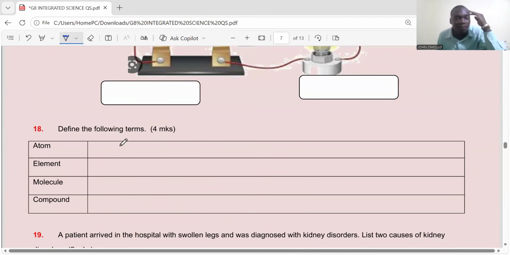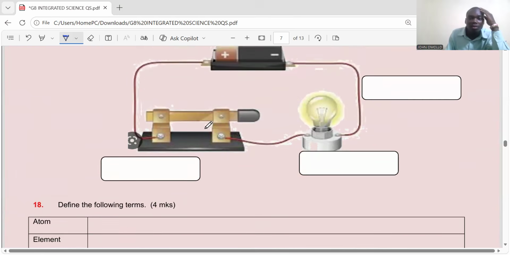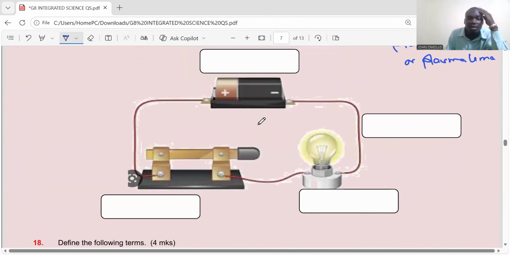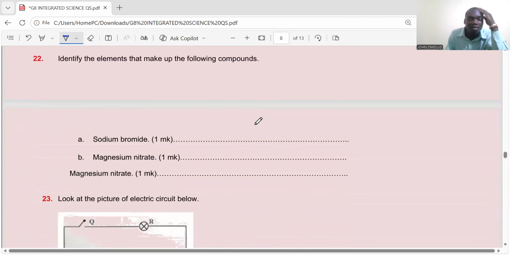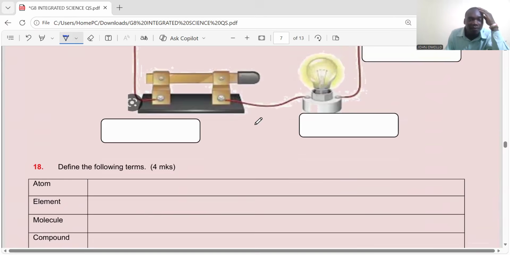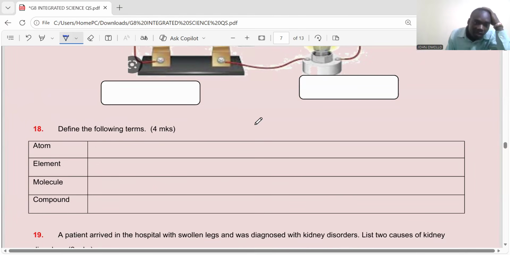Number 18, define the following terms. Remember, this one is a diagram for a simple circuit. I don't know whether this diagram should be down here or not. I'm going to see that one later on. Let's dive to question 18. Define the following terms. Atom.